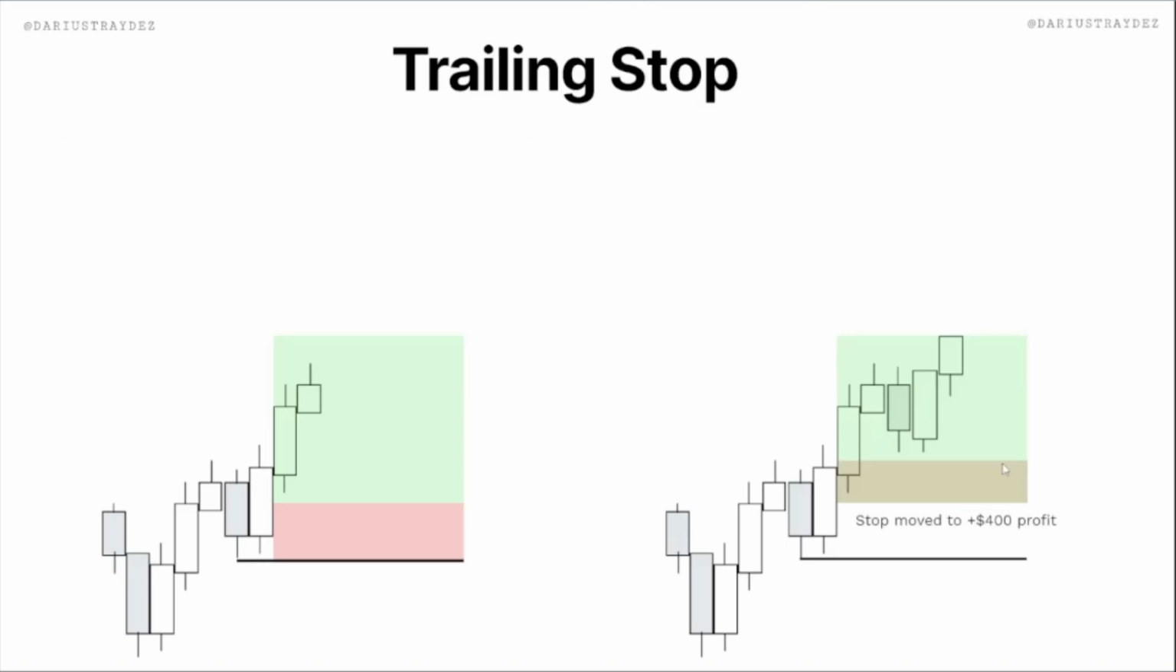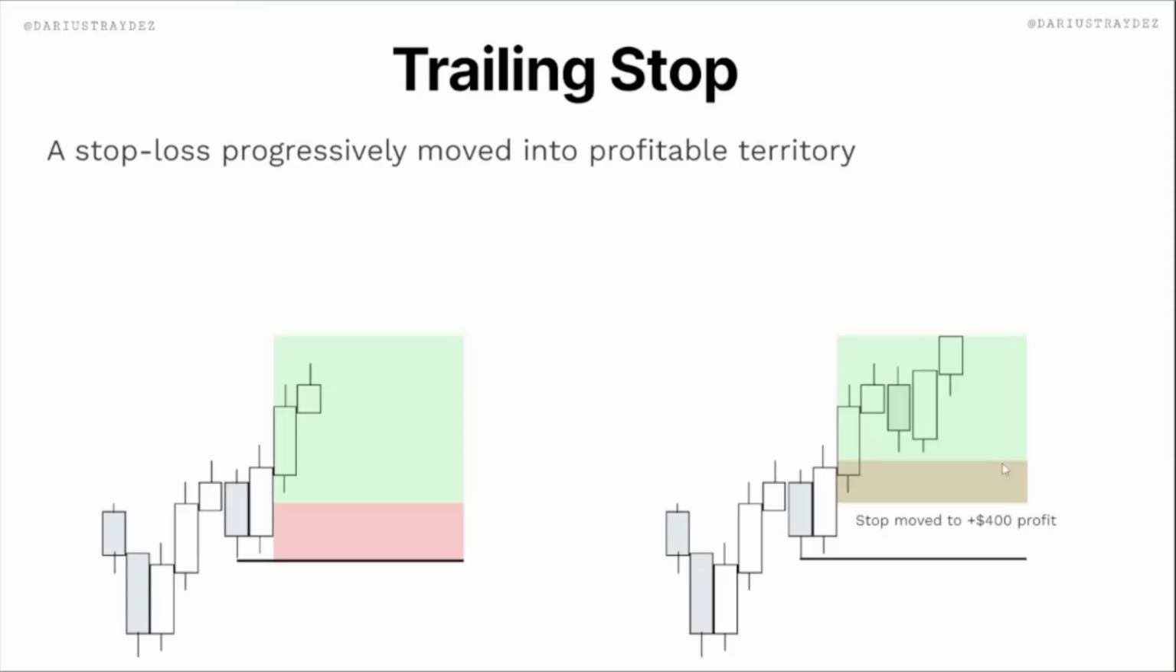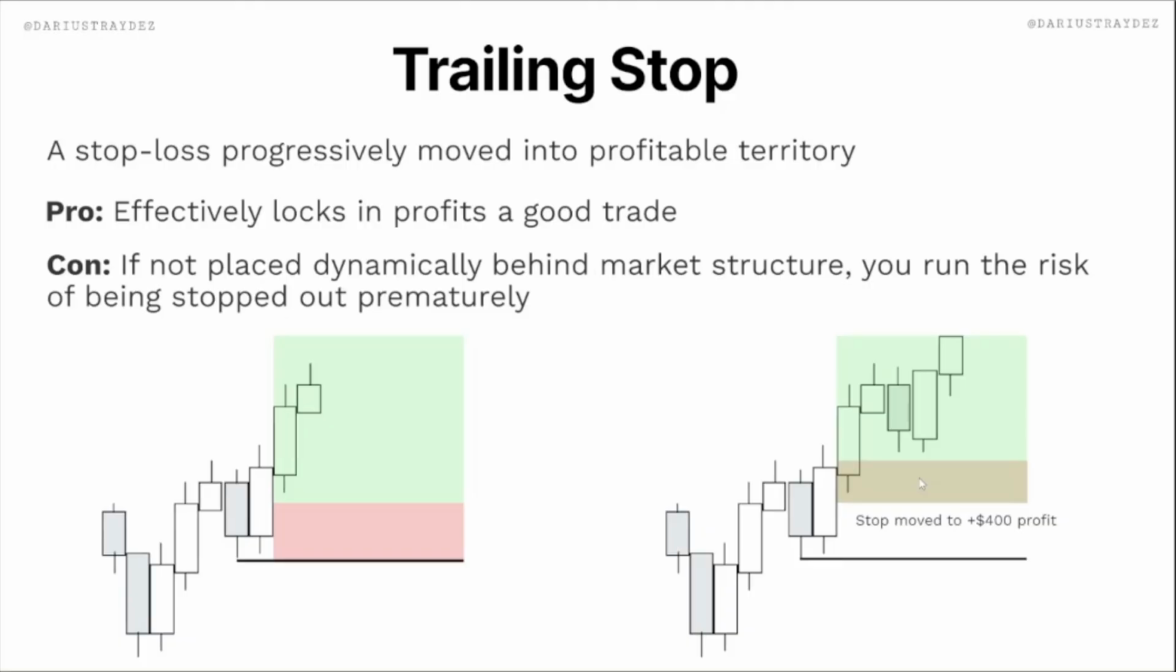Then we obviously have a trailing stop. Everybody knows that. That's a stop loss that's progressively moved into some profitable territory based usually on technicals. We're not going to be basing this on anything else. Effectively, you just lock in the profits on a good trade, which is good, but also if it's not placed dynamically behind market structure, so in bullish order flow on swing lows, then you run the risk of being stopped out and mitigating the amount of money that you could have made.